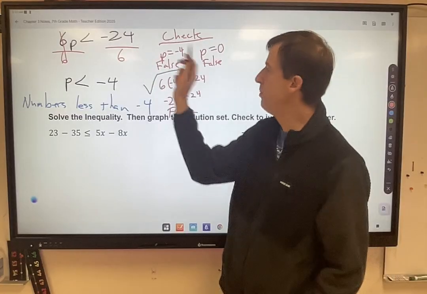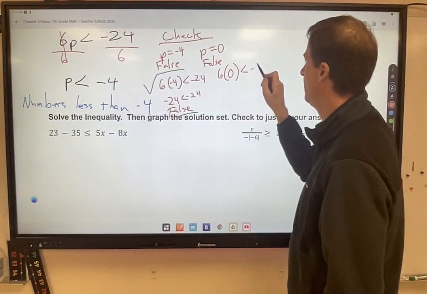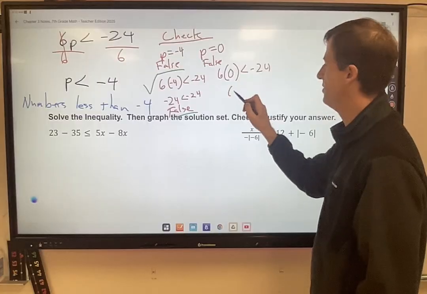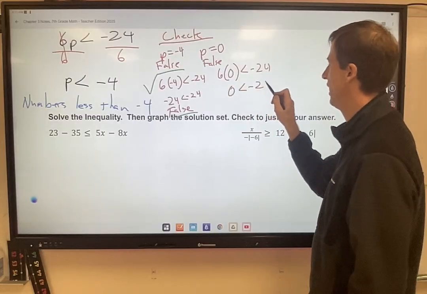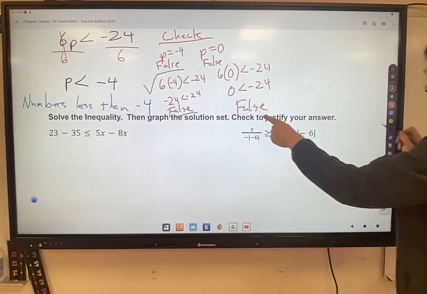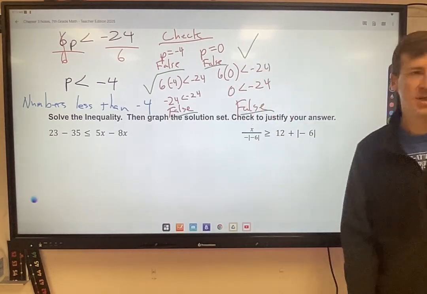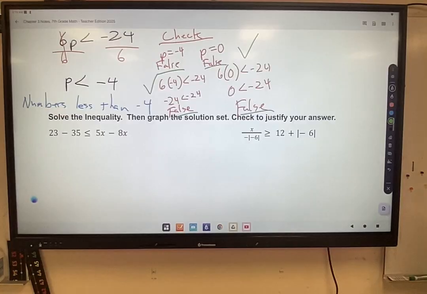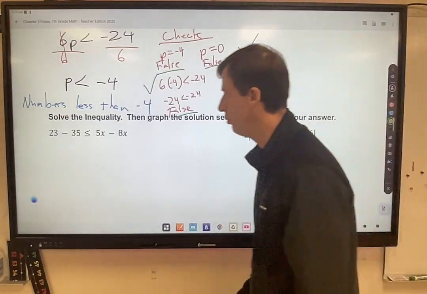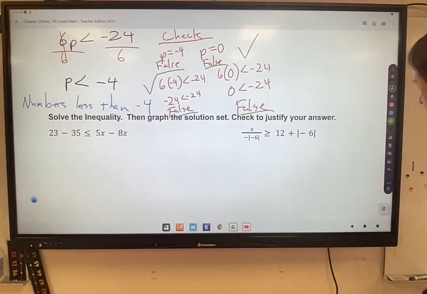The other number, when p is equal to 0, I get 6 times 0 is less than negative 24. Anything times 0 is 0, so I get 0 is less than negative 24. That is also false. 0 is not less than negative 24. It's larger. So if I have false here and false here, it checks out. So my numbers worked on that one. I'm happy with it. So always check your inequalities with two numbers. One of your numbers should be the number in the inequality down here.